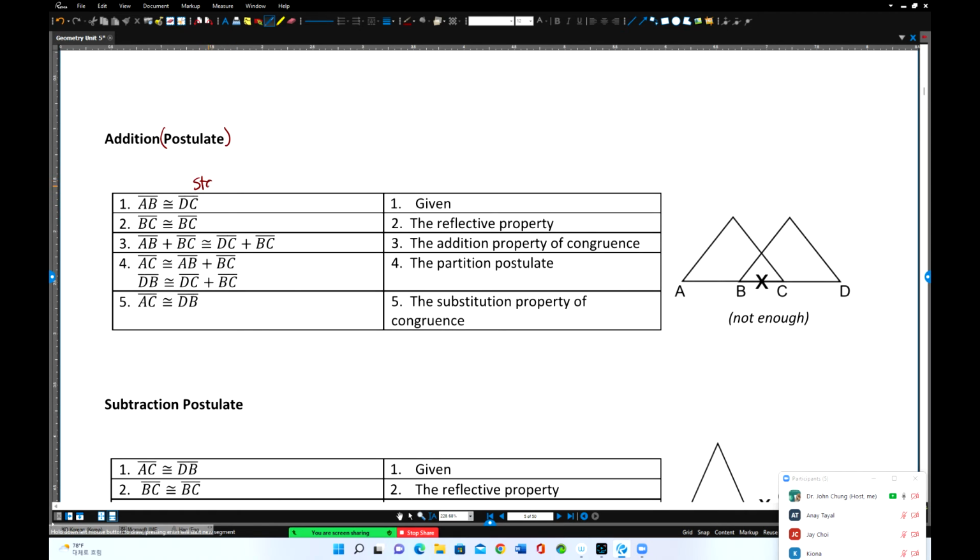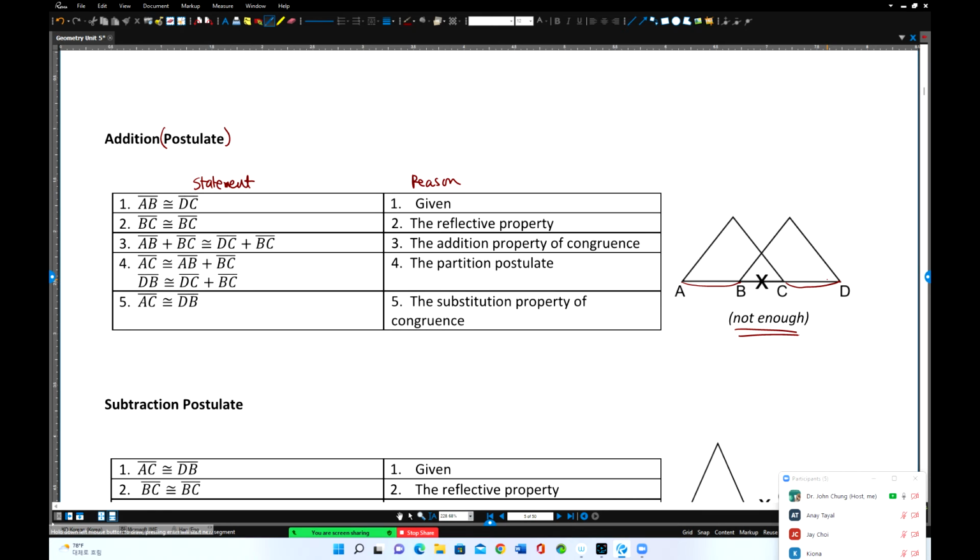This is a statement. That is the region. When you have this one, AB congruent to DC over here, okay? AB congruent to this, these two sides are equal.